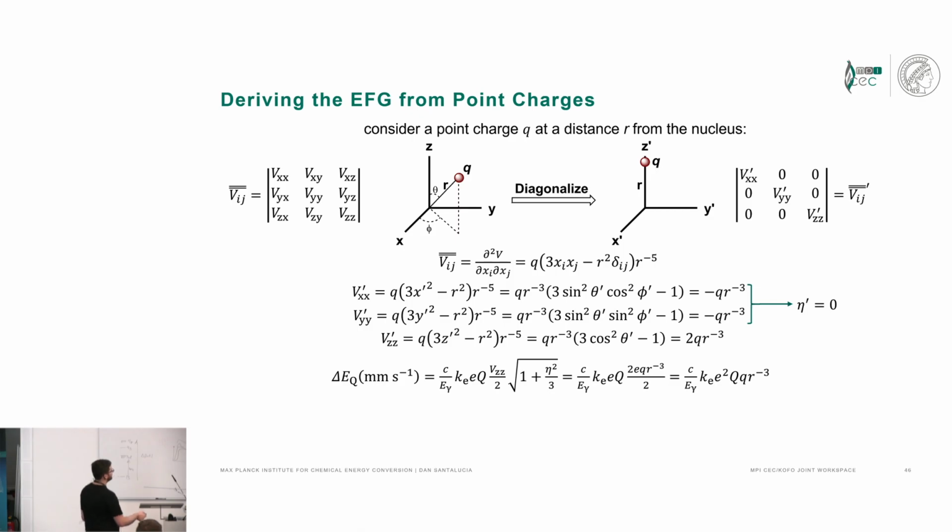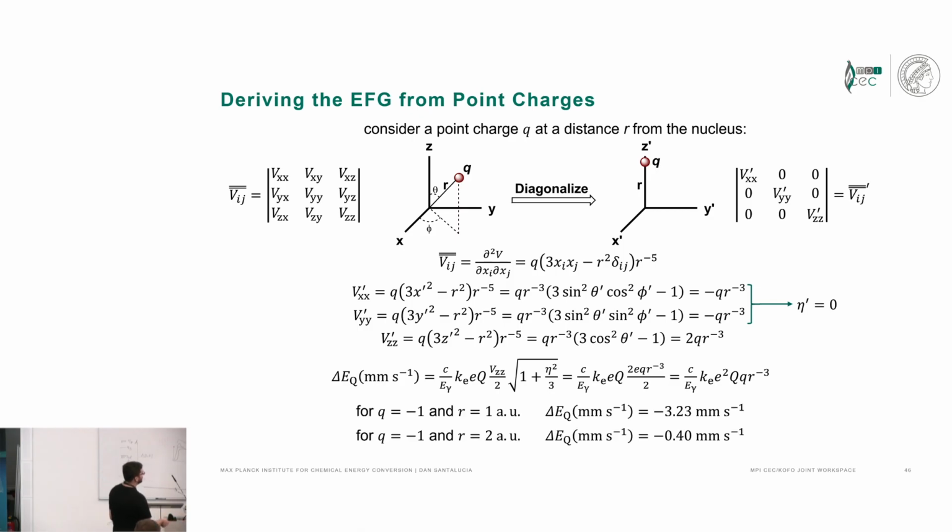And so if I plug that into my quadrupole splitting expression, I end up over here. And what I want to show you is that the quadrupole splitting contribution dies off pretty quickly. So for Q equals minus 1 at 1 atomic unit, you would expect, if it's along plus Z, to be minus 3.2. If it's already at 2 atomic units, see how it's r to the minus 3, it's at minus 0.4 now. So, as you take an atom and you put charges far away from it, the quadrupole effect will start disappearing, okay?